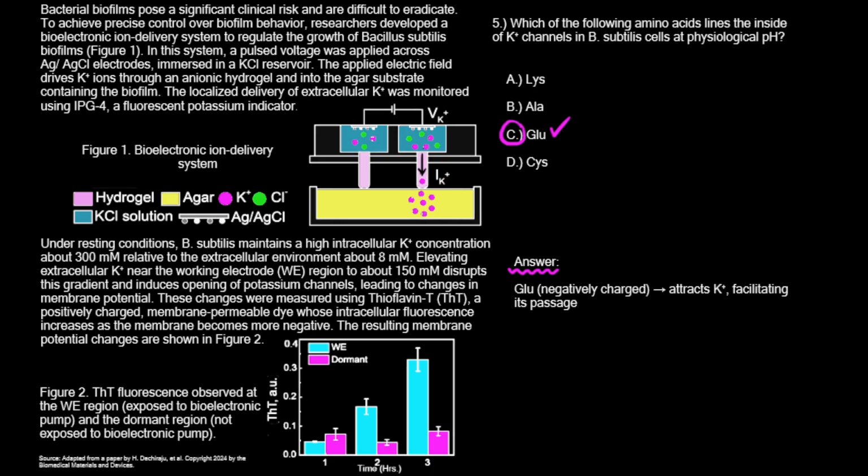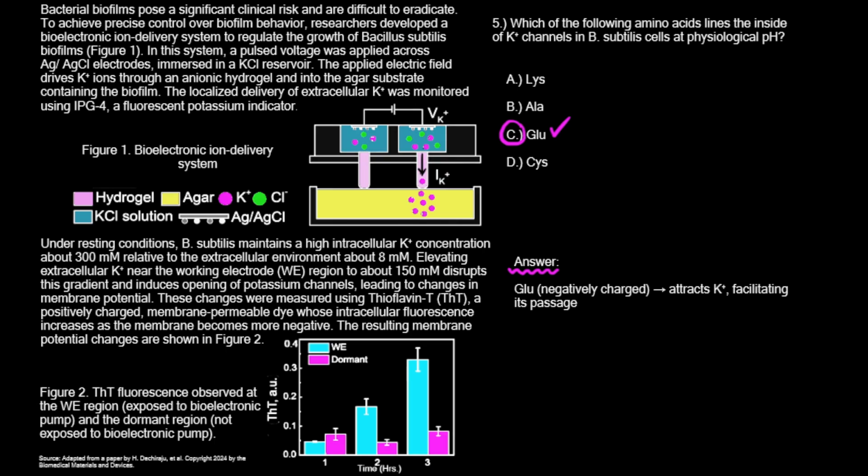To answer this question correctly, we need to determine which amino acid is located inside a potassium K+ channel and allows the entry, or in the case of this passage, the exit or the efflux, of K+ ions from B. subtilis cells at physiological pH. The passage does not mention any amino acid, nor does it provide any information about the structure of potassium channels. The only information given is that K+ ions leave the bacterial cells via this channel.